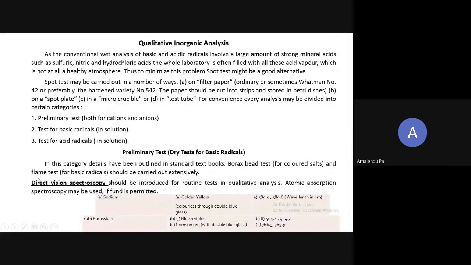Sometimes we can do it with AAS, that is atomic absorption spectroscopy. The same photometers you can use also. Atomic absorption is a very expensive instrument, that's why it is sometimes difficult in some remote areas. But you can test all the metal ions. The alkali metals, sodium and calcium, you can do with the flame photometers.